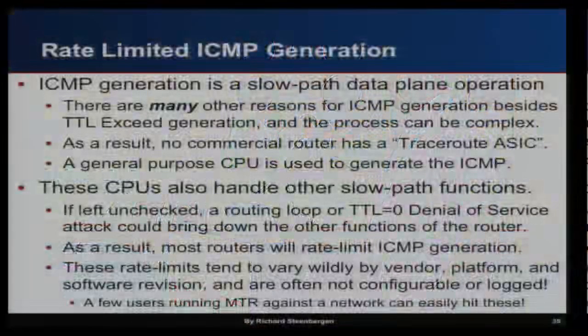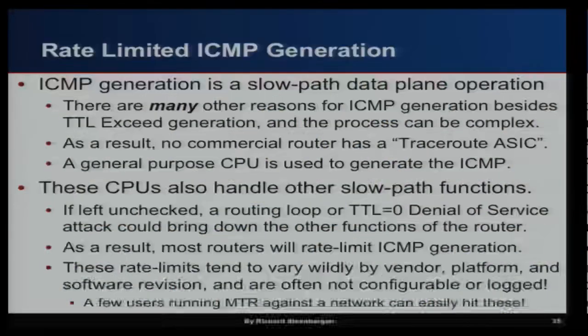So most routers are going to put an artificial rate limit on this. And the reality is the rate limits tend to vary wildly, not only by vendor, by platform, by software revision, but by individual line cards, by models of line cards. And in a lot of cases, they're not easily configured or logged. You have no idea if you're hitting them, and you have no idea if you hit them on FPC 7, but FPC 8 is fine.